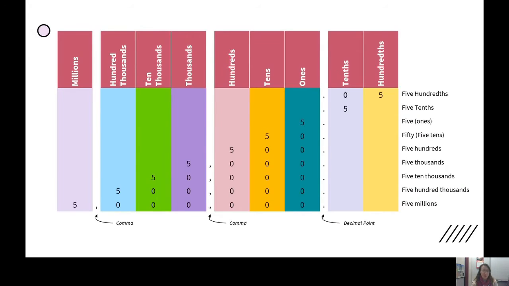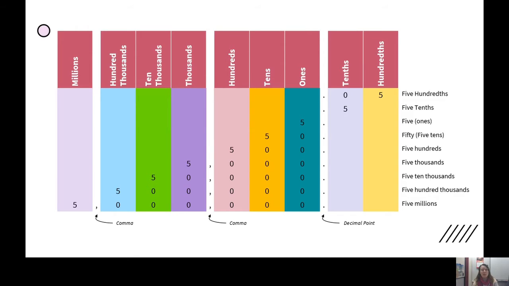To give a further visual of what I'm talking about, I have this chart here. Now it looks a little confusing at first, but if you look at it straight across, it makes more sense. In this chart, we are looking at the value of 5, whether it's 5 million or 5 hundredths. Okay, now I want you to look down at the bottom here where there are 2 commas and a decimal point, because those are very different.